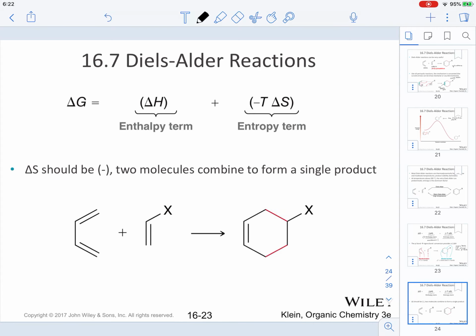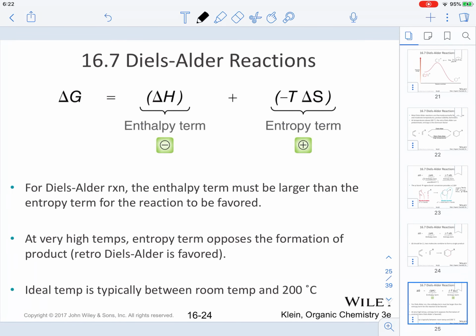Now, when we look at the delta G overall in the reaction, as I mentioned, the enthalpy term is going to be negative. But again, because we have to take into consideration the temperature along with the entropy term overall, even though we think that the delta S specifically is minus, when we take into account the temperature overall, the entropy term is positive. So for the Diels-Alder reaction, because the enthalpy term must be larger than the entropy term for the reaction, then only when that happens, as you can see, the reaction is going to be favored.